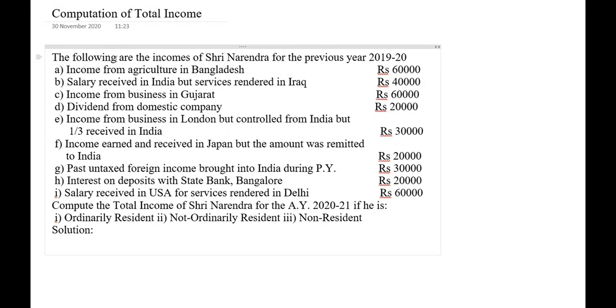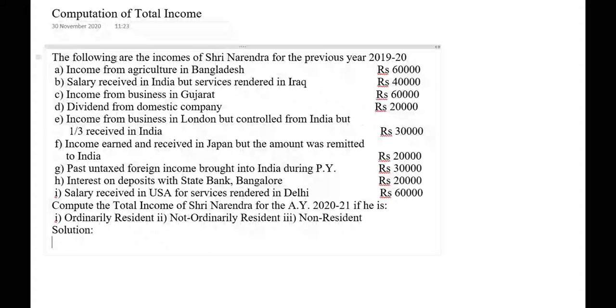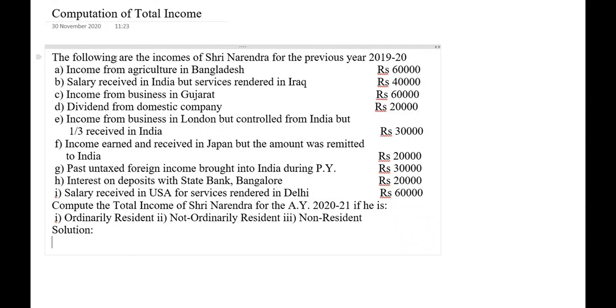Dividend from domestic company is an exempted income under section 10(34). Then income from business in London but controlled from India, but 1/3 received in India. To the extent of 1/3 of the income which is received in India, it becomes Indian income, and the remaining is taxable only in the hands of the first two cases, as the business is controlled from India. Then income earned and received in Japan but remitted to India: the remittance should be ignored, as the income is earned and received in Japan, so it is taxable only in the hands of an ordinarily resident. Past untaxed foreign income brought into India is to be ignored, it is exempted.